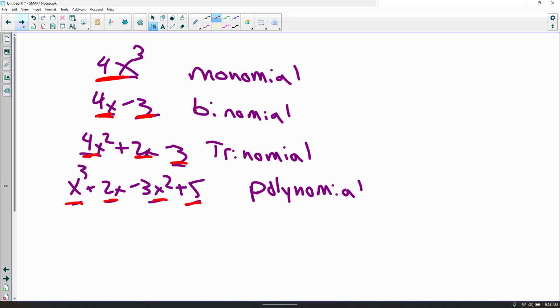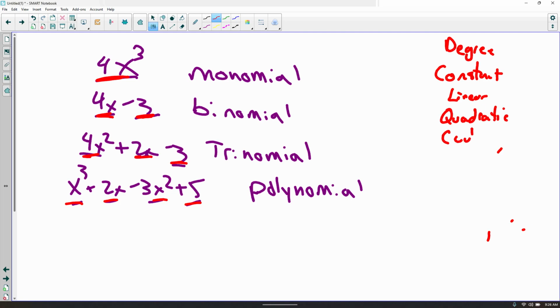Just like when we do degrees, if we do a degree list, remember we started with constant, which means it's just a number. We have linear, all right, and then we have what? Quadratic, and then we have cubic. Then we have quartic, and then we have quintic. There are other names, but we will stop there, and then the rest are 6 through whatever degree. So we call it 6th degree, 7th degree, 8th degree. We don't give it any other names beyond that.